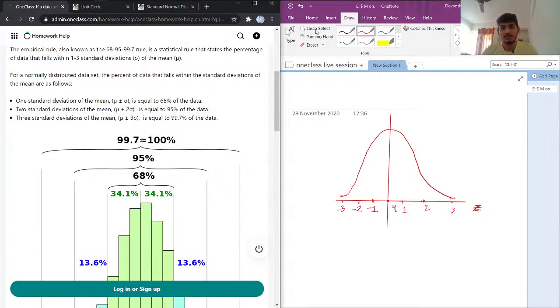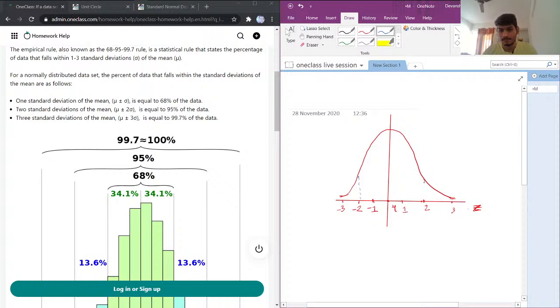What we need to find is basically the area within this region, from -2 to +2.